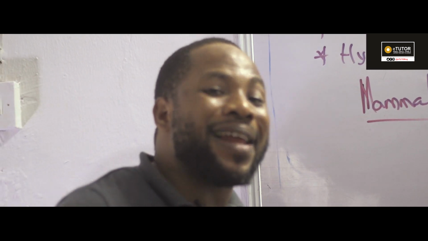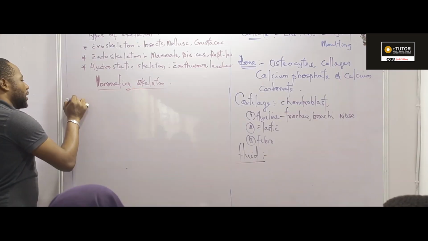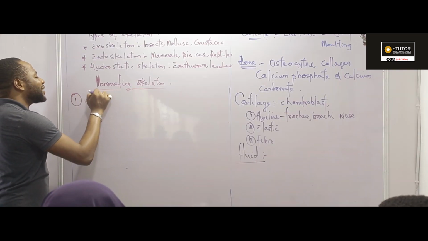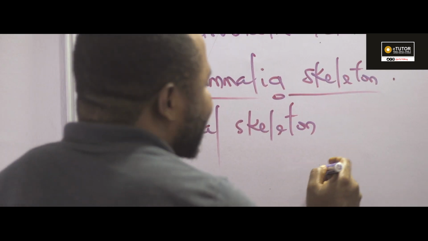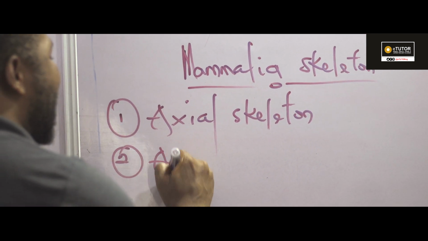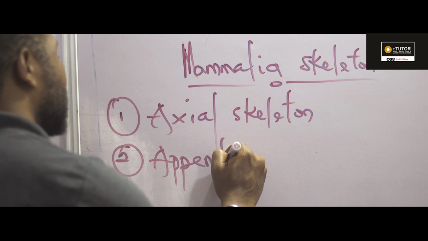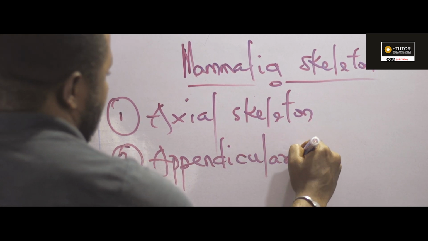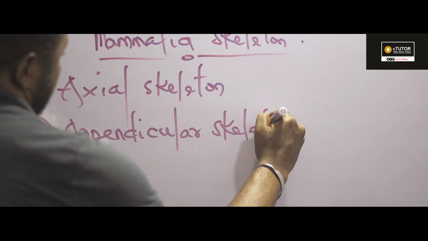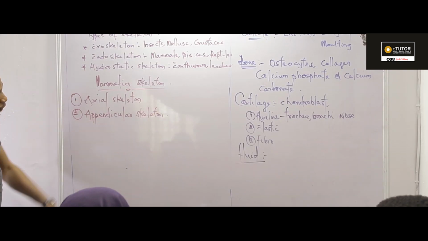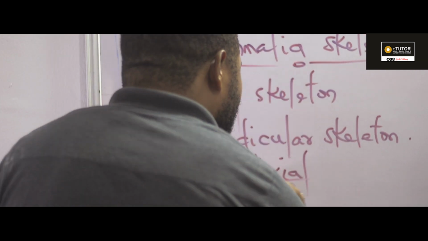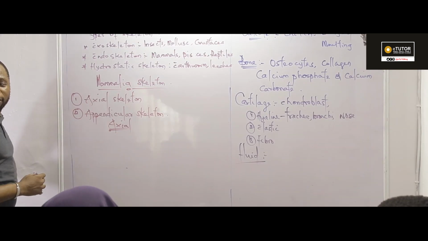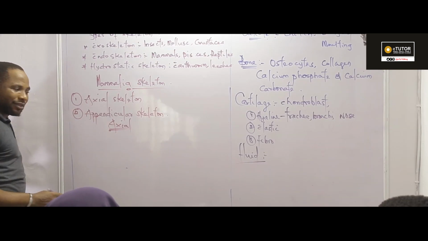Now, the mammalian skeleton is divided into 2 parts. The first one is called axial skeleton, and the second one, appendicular skeleton. Now, let's take the first one, axial skeleton. This skeleton consists of 3 major parts.